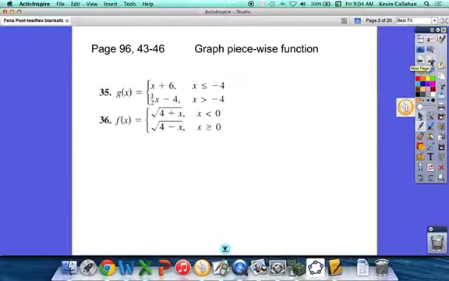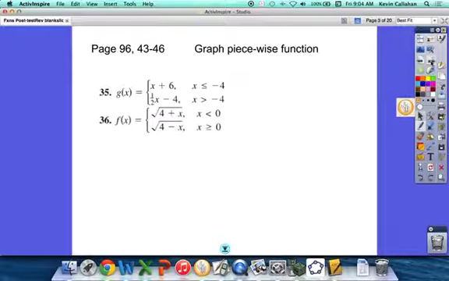If you remember, a piecewise function is a function. The main thing to keep in mind is that it passes the vertical line test. This is two different graphs, but they're not going to be for the same intervals of x. Otherwise, it wouldn't pass the vertical line test.